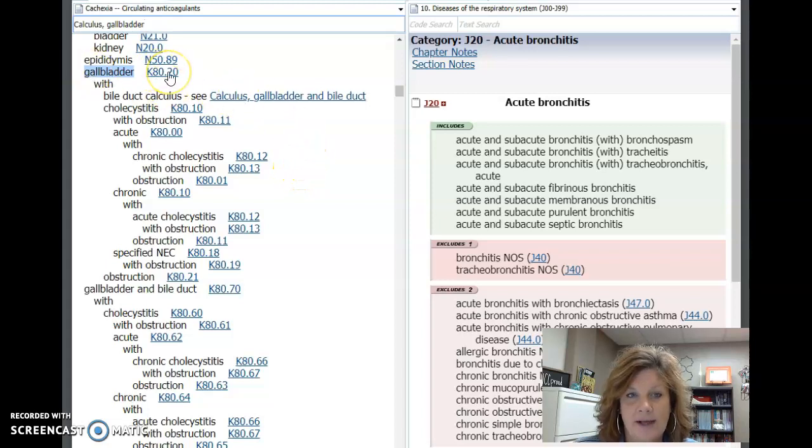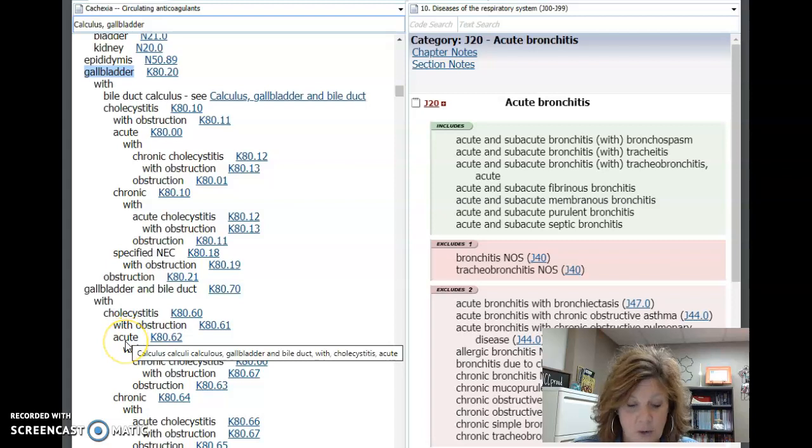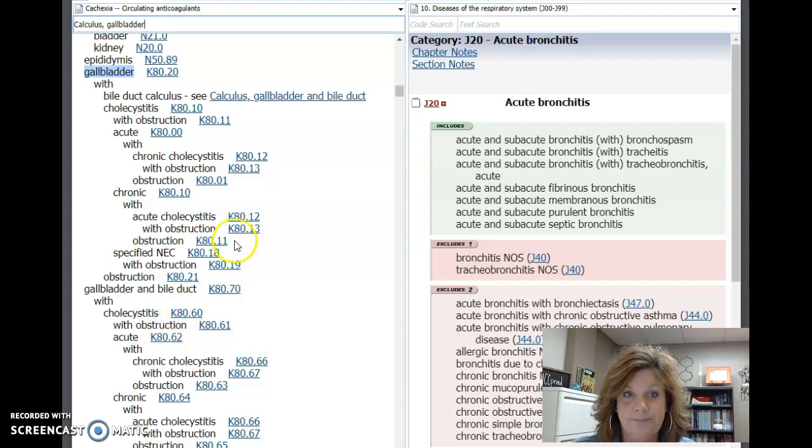Okay, so we have the gallbladder. And one thing to remember, we have the gallbladder and the bile duct both, correct? So again, I'm in calculus, at the gallbladder. I have gallbladder and bile duct. I look down with cholecystitis, and I know it's acute because the beginning of the statement says acute. And it's going to be K80.62.